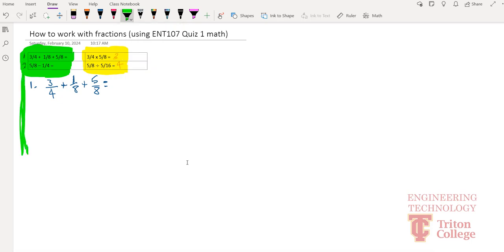Got it? Next. So your first problem is 3/4 plus 1/8 plus 5/8. So the first thing you have to do is find the common, first I got to spell common correctly, common denominator. Now, remember what denominator is. That's the number on the bottom, the down. Think of D for down. Got it? Down.